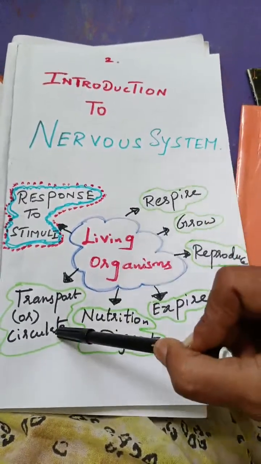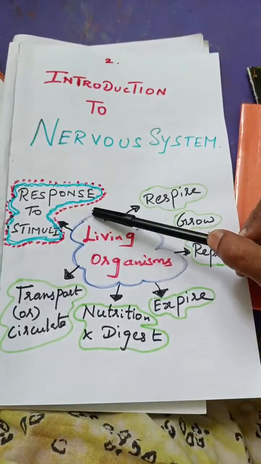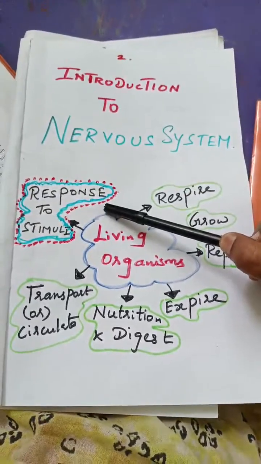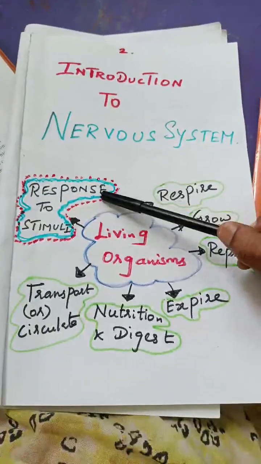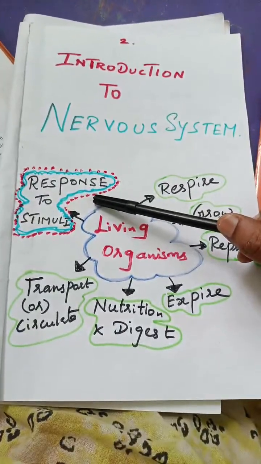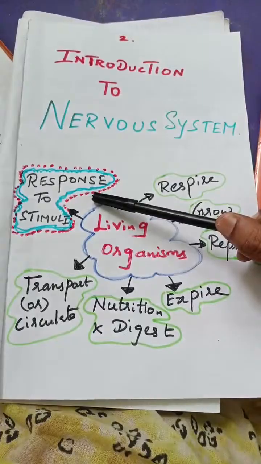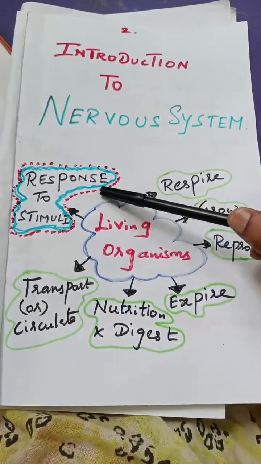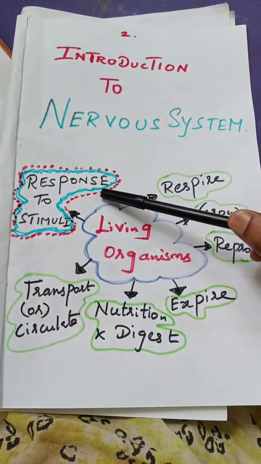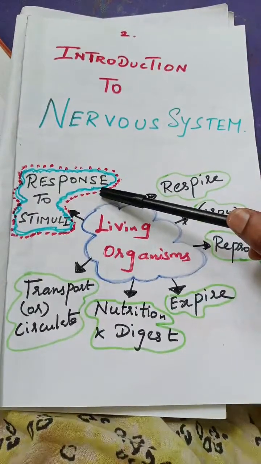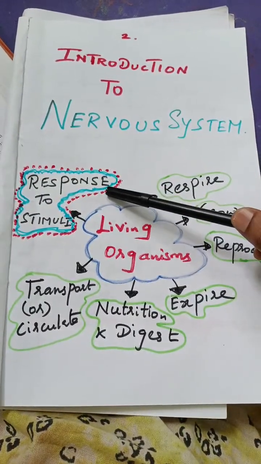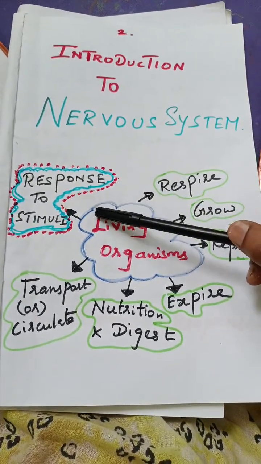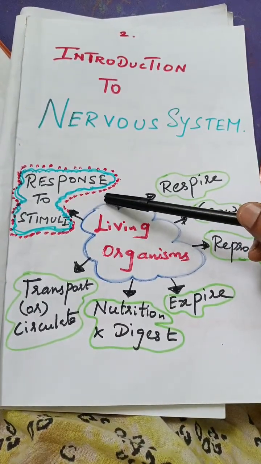Apart from this, there is one more function of living organisms: they respond to stimulus, isn't it? This response to stimulus is very essential for their survival in this environment. Only if they respond, they will survive. If they are not responding, we can say the organism is not alive. So what is response and what is stimulus? This is what we are going to learn in this session.